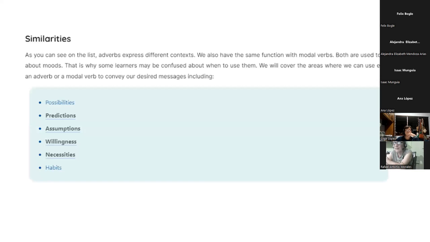Y estas son las similaridades, ¿verdad? Things that are similar. We also have the same, as you can see on the list, it says adverbs express different contexts. O sea que son de diferentes contextos. And we can use it for possibilities, predictions, assumptions, willingness, necessities, and habits. So similarities, those that we can use in these kinds of messages.